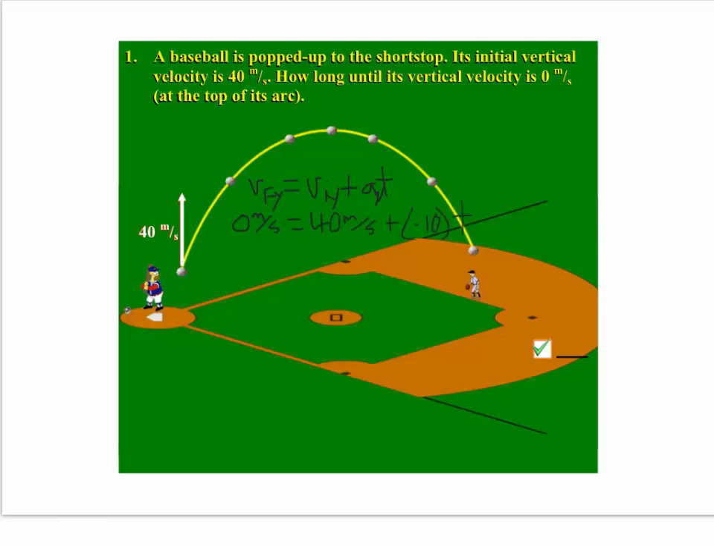Then plug in 40 meters per second for your vertical velocity initially, and then make sure that you have gravity as a negative 10 meters per second squared, because this positive 40 meters per second points upward, and therefore anything that points down like gravity has to be negative, because that's how we're defining direction. Do a little algebra and divide 10 back over into 40, and you get 4 seconds as the time that it takes to get up to the top of the path.